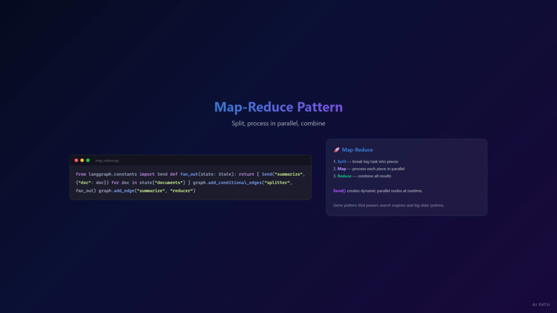LangGraph's Send API makes this easy. You can dynamically create nodes based on the data. For example, if you need to summarize 10 documents, you can fan out to 10 parallel summarizer nodes, each handling one document. Then a reducer node combines all 10 summaries into one. This is the same pattern that powers Google's search engine and many other large-scale systems. And in LangGraph, it's just a few lines of code.